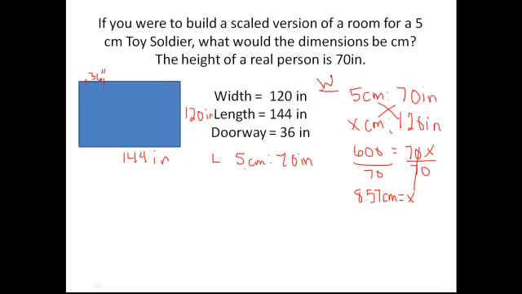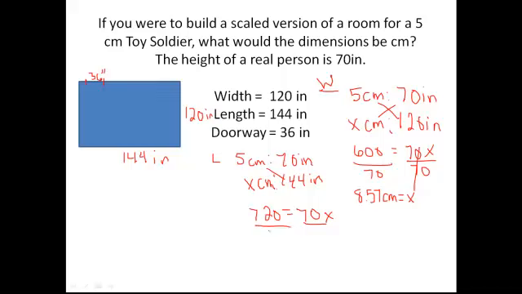5 centimeters is equal to 70 inches. And now we're going to use the 144 in order to solve, and x is in centimeters. So 5 times 144 is going to equal 720. And I'm going to set that equal to the cross product of x times 70, which is 70x.